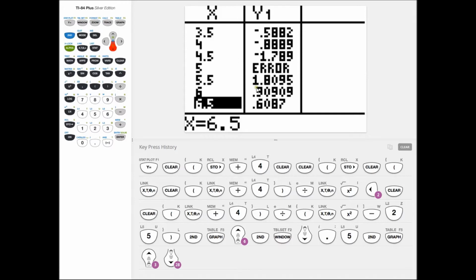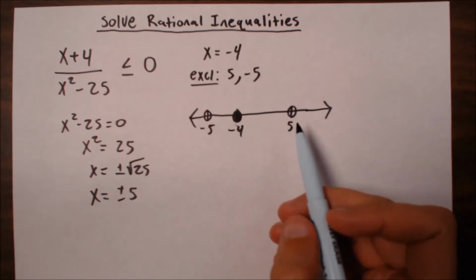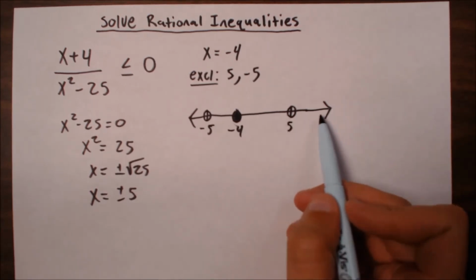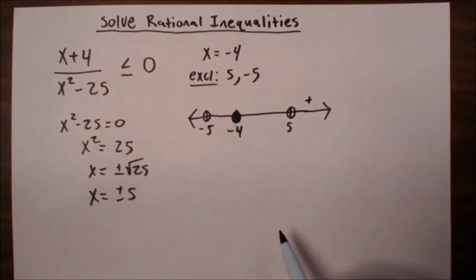It was positive past 5, negative between -4 and 5, positive again between -5 and -4, and then negative again to the left of -5. So let's take a look at that. Okay, so again, when we looked at our table, everything past the 5 here, we said that was positive. So I'm just going to put a plus here. It was greater than 0.